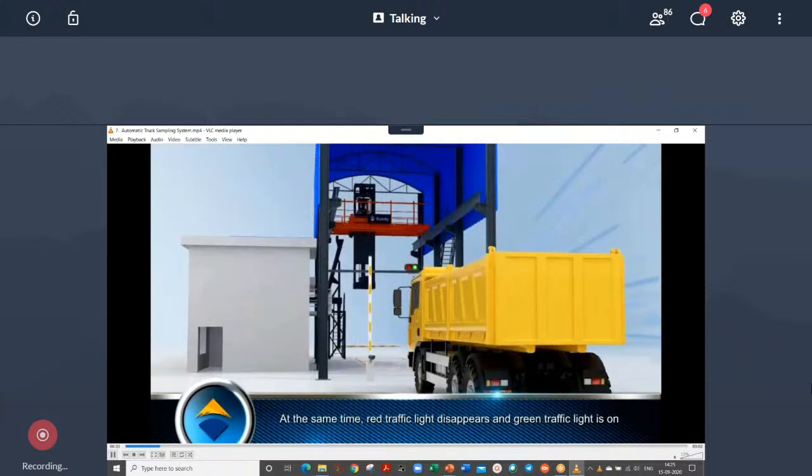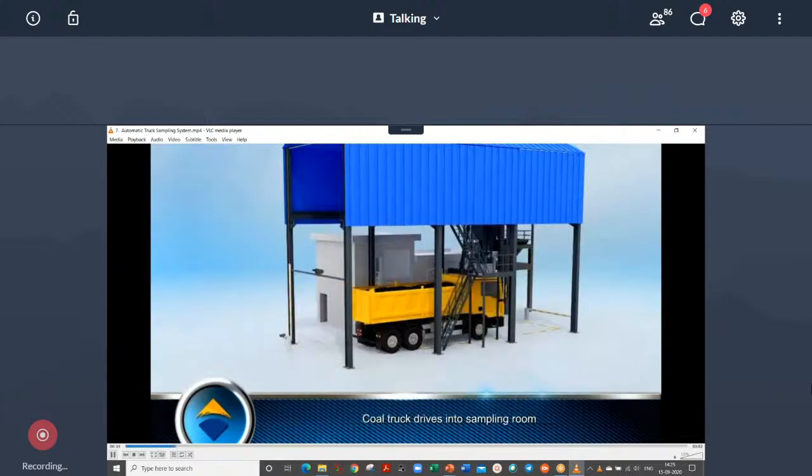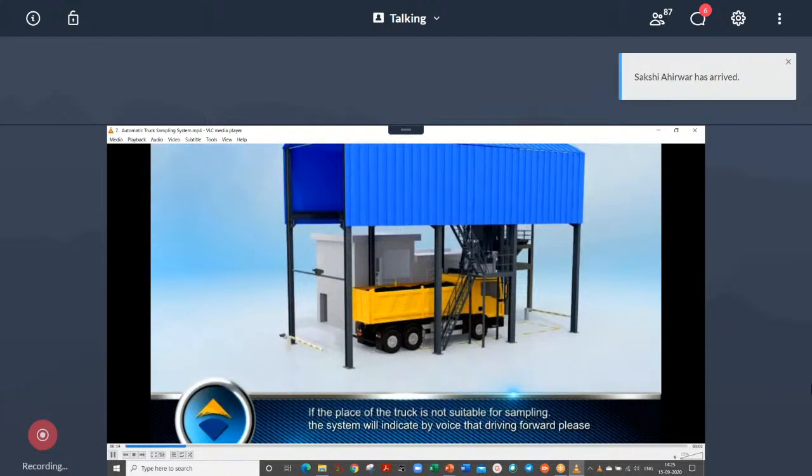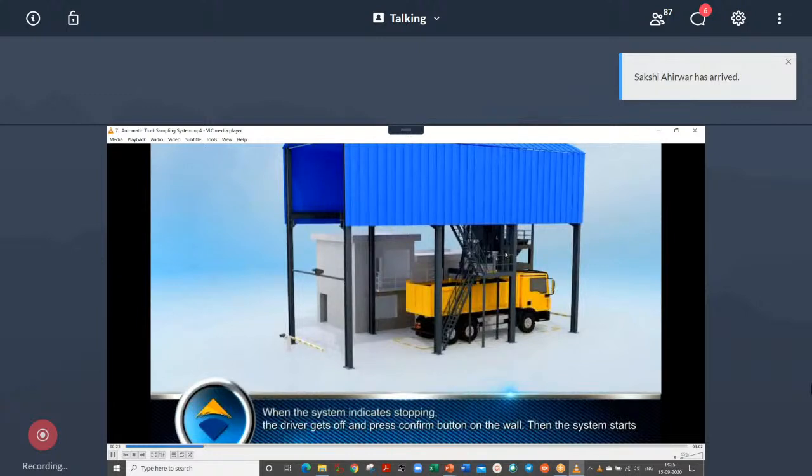Coal truck information is recorded. Coal drives in, because this can evade the theft from the system, because bad coal can be evaded, and if they have online measurement of ash and moisture, then it's very good.